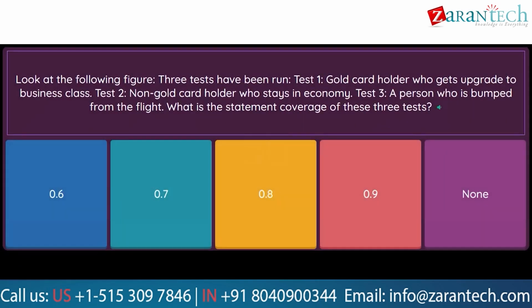Question: Look at the following figure, 3 tests have been run. Test 1, gold card holder who gets upgrade to business class. Test 2, non-gold card holder who stays in economy. Test 3, a person who is bumped from the flight. What is the statement coverage of these 3 tests?